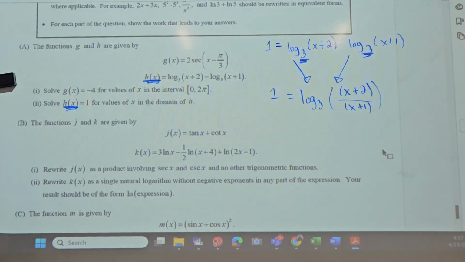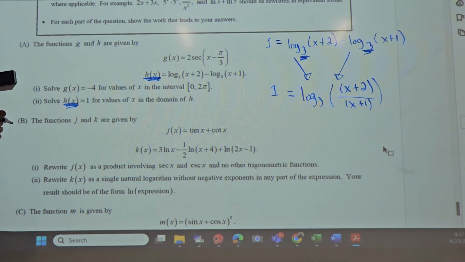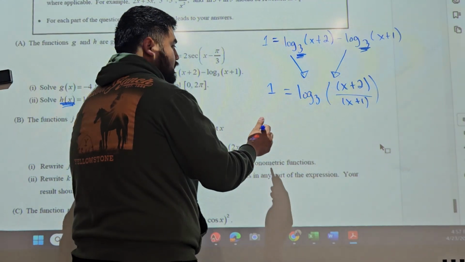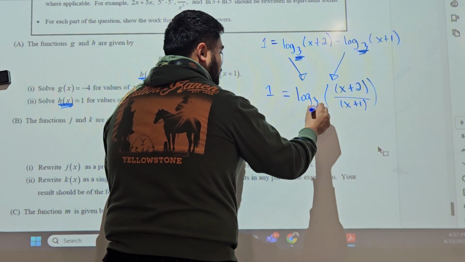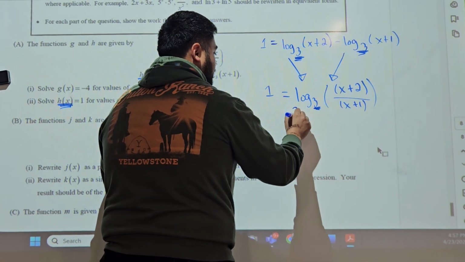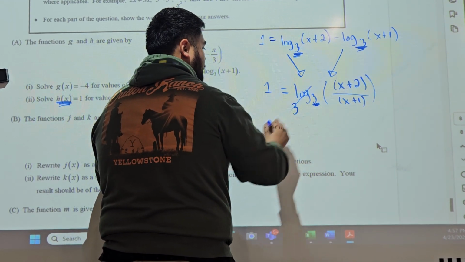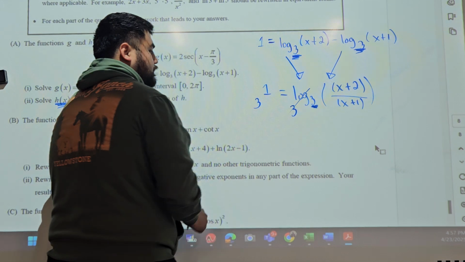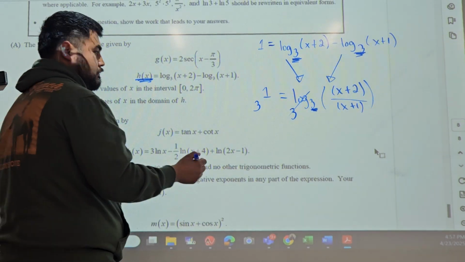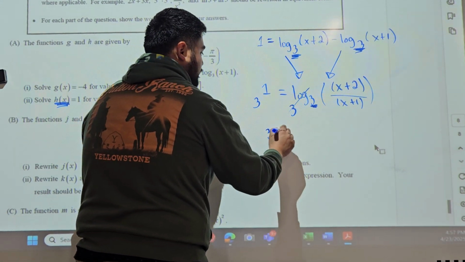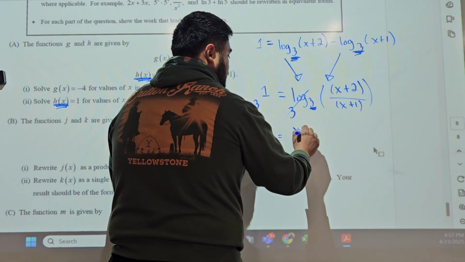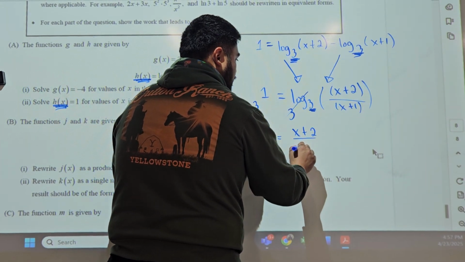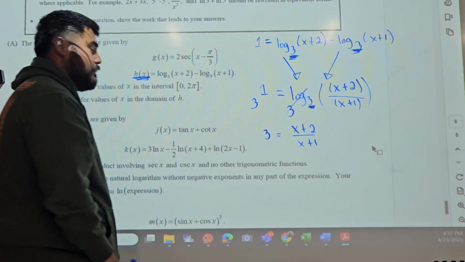Now, you have to figure out, how do I get rid of the log? So again, the inverse of a log is an exponent. So the exponent that we're going to use is going to be a 3, or the base of the exponent is going to be a 3. So get rid of that. So 3 to the power of 1 is just, well, 3. So you have (x plus 2) over (x plus 1). So now you have a fraction.